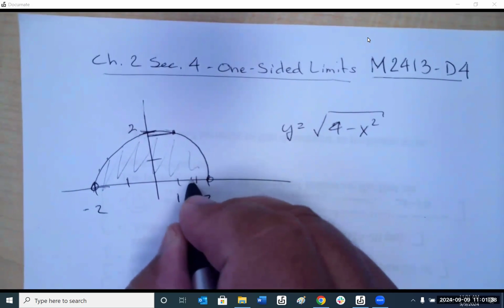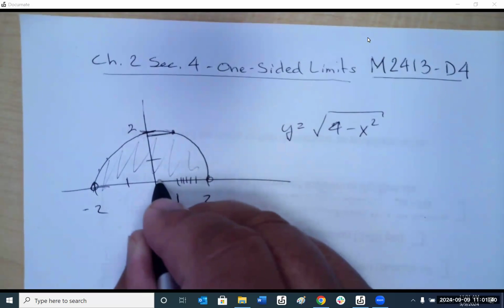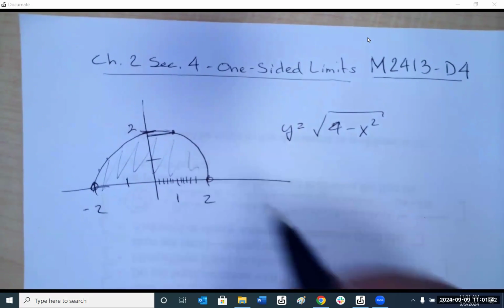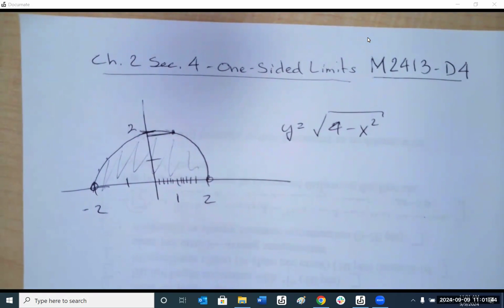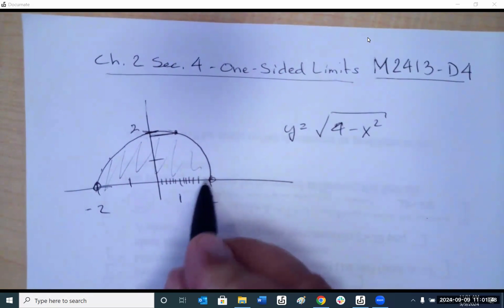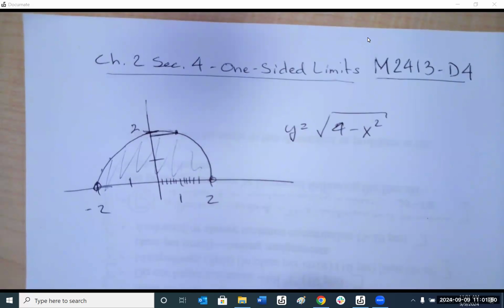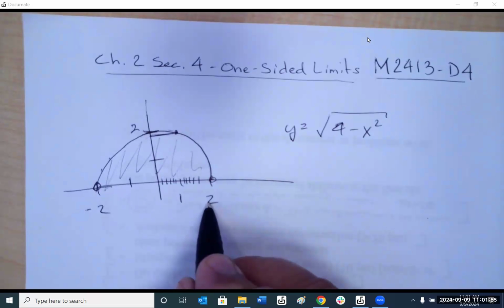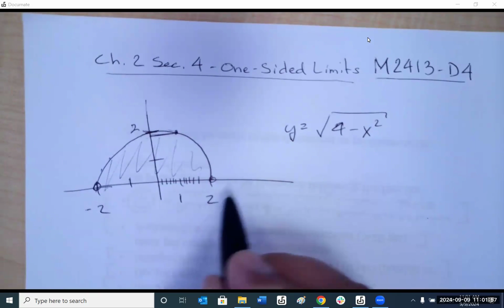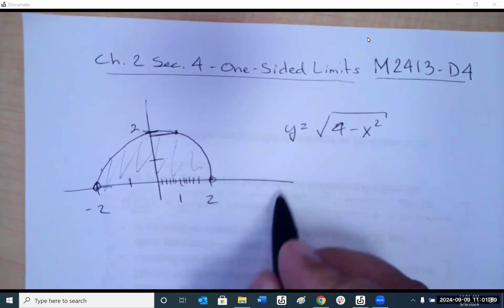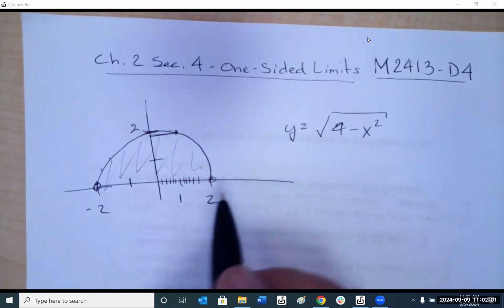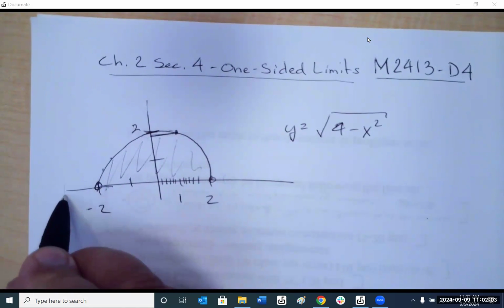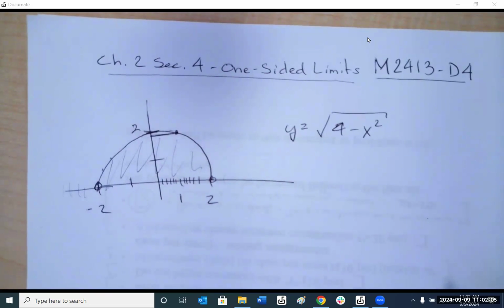Because we have to approach one from both sides. That's a two-sided limit, because it has to go from both sides. But not all points will be that way. Can we find a two-sided limit at 2? No, because the function doesn't exist to the right. Can we find a limit here? No, because it doesn't exist on the left. So that's what this section is all about.